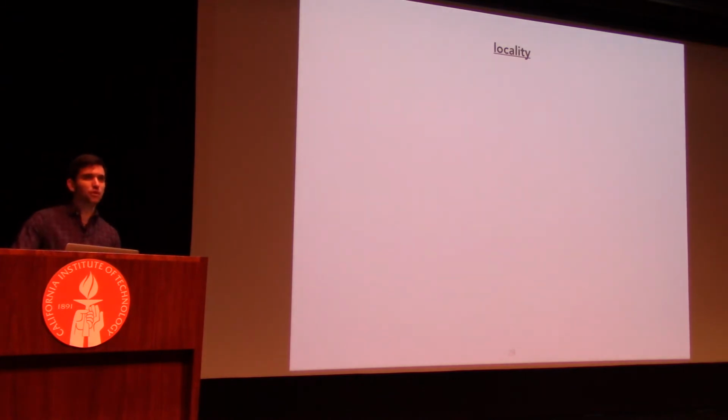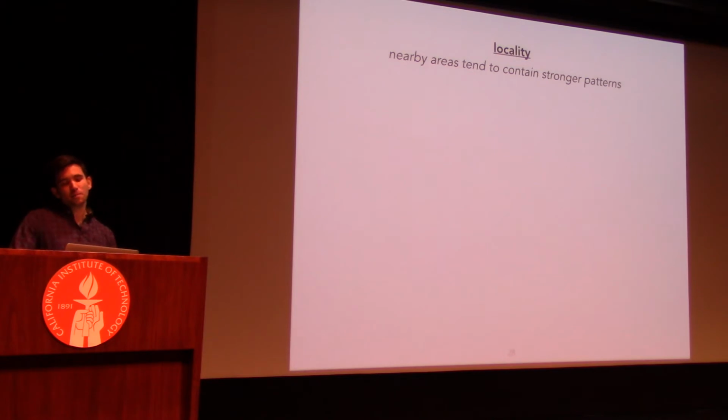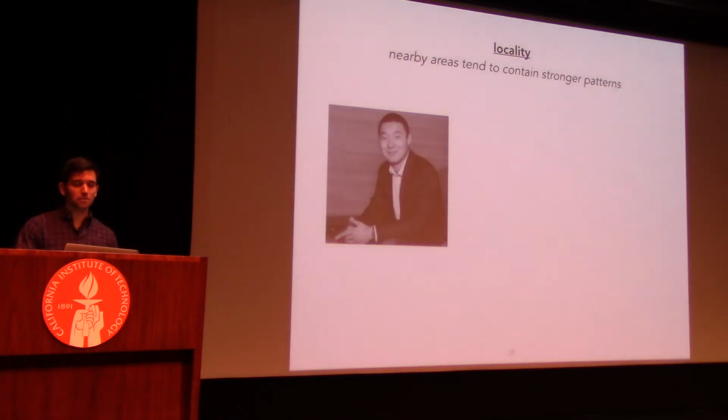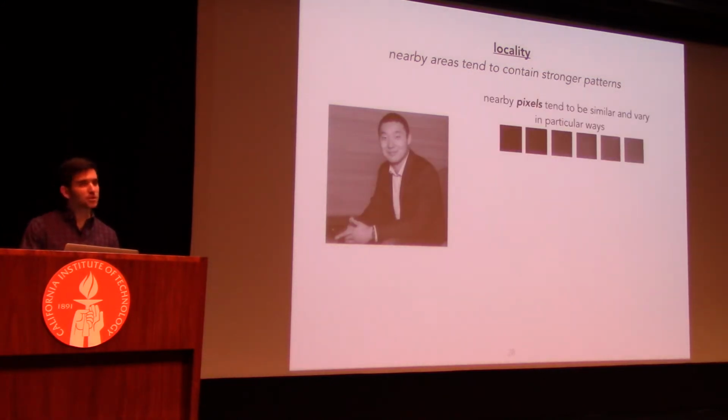There's this idea of locality, which is that nearby areas tend to contain stronger patterns. Images are highly local, meaning that if I have a picture, the pixels tend to be similar, or if they're not similar, they tend to vary in very particular ways. If there's an edge, that's a very sharp, discontinuous jump in pixel intensity. If there's a smooth gradient, it's going to be a very smooth progression of pixel intensity. Those patterns are stronger if you look in a local region. Two pixels on opposite ends of the image are not going to be as correlated as two pixels right next to each other. That's just a fact about spatial data.